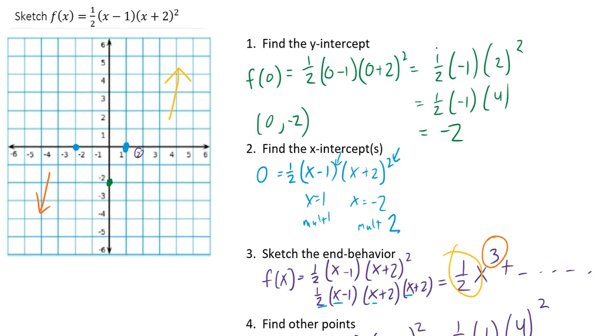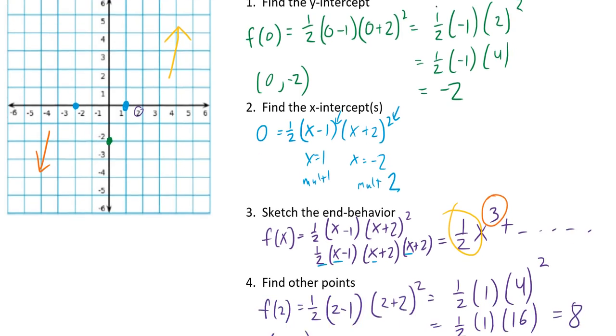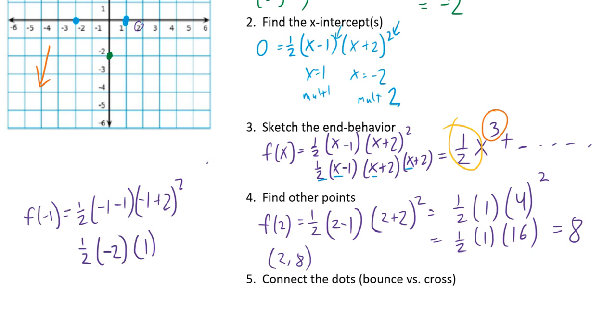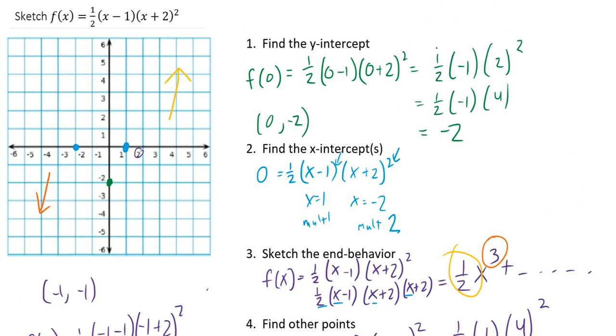Oh, that's way off my graph. Okay, doesn't even matter. Let's try negative 1, just to be sure, just to make sure I'm doing something not totally crazy. If I do f of negative 1, I get 1/2, negative 1 minus 1, negative 1 plus 2. Again, I'm just replacing all the x's with negative 1s. So this is 1/2 times negative 2 times 1 squared. That's going to come out to negative 1. So negative 1 will be a point. Just that way, my graph's a tiny bit better. It doesn't have to be perfect. This just helps it be a tiny bit better.